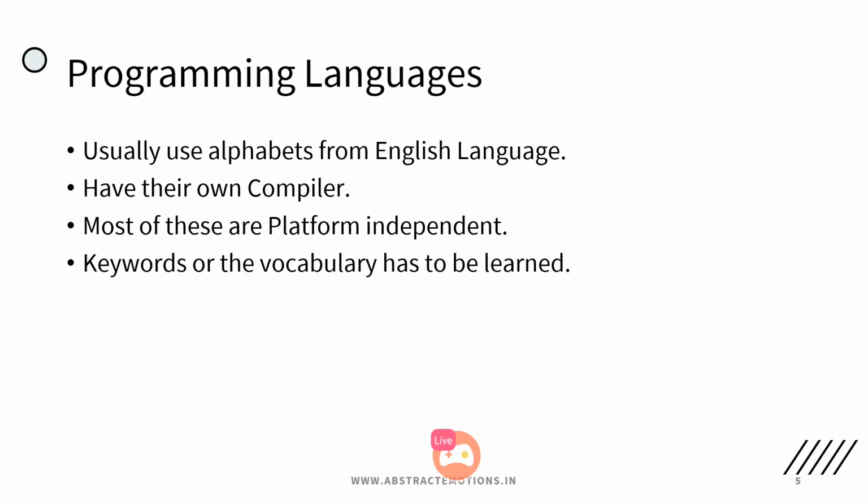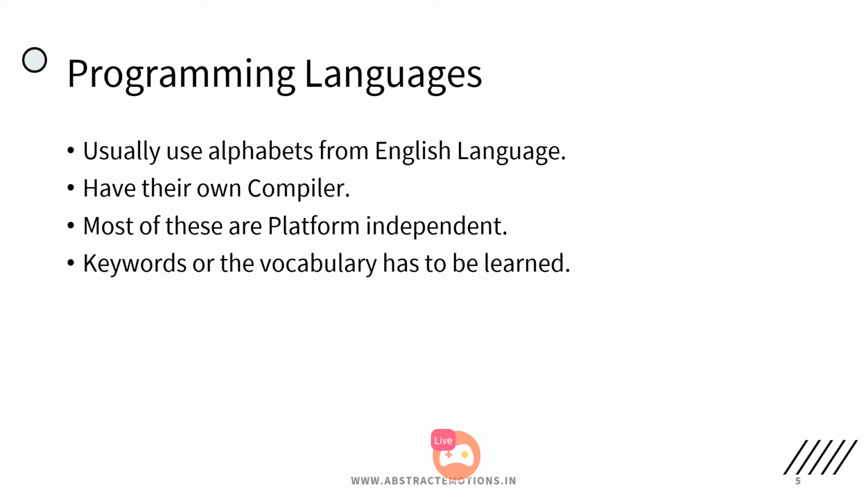Language rules and grammatical rules are mostly platform independent, which means you can code on a Mac, a PC, or in a Linux or Windows environment. These are different operating systems, and they have their own way of working. Every programming language has a compiler, and we'll see what a compiler is.